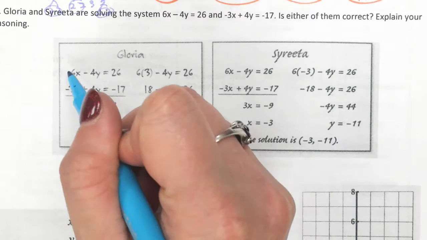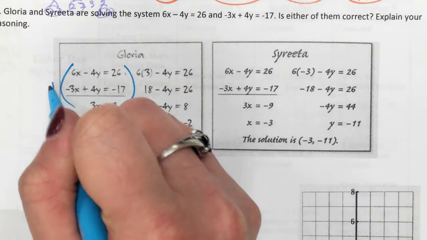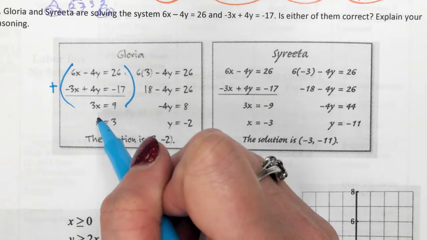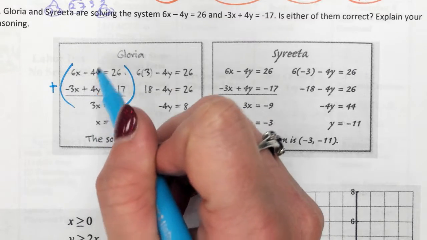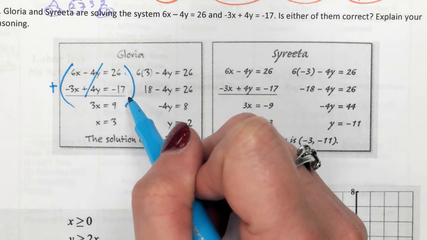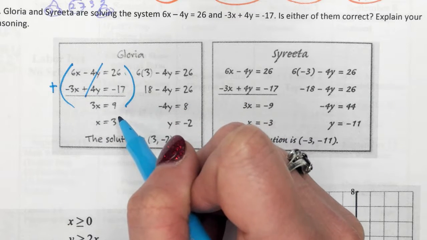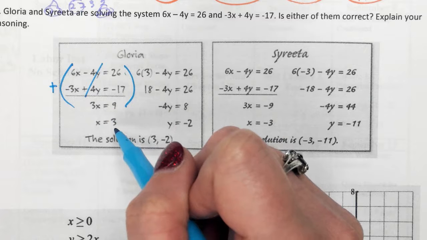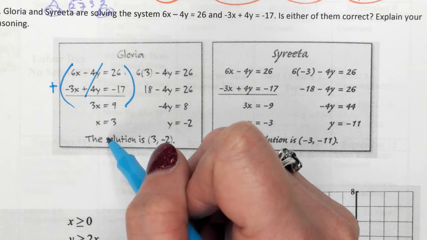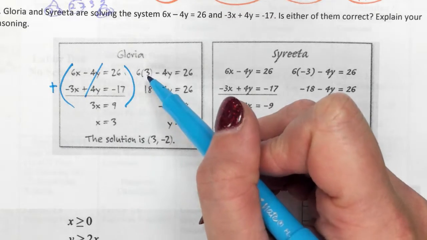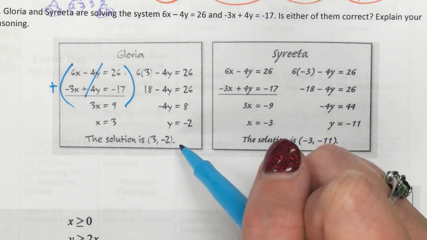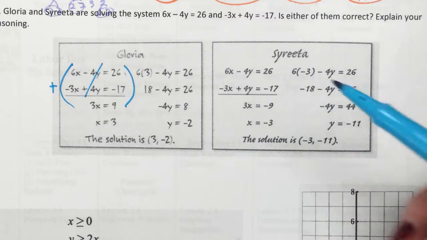They added. All right. And so if I add, does that give me positive 3? Yeah. If I add the 4 and the negative 4, does that give me 0? Yeah. If I add 26 and negative 17, does that give me 9? Yes. Okay. If I divide, do I get 3? Yes. Okay. When I plug that in, and I get 18, is her y value correct? Yes. Okay. Well, then she's good to go so far.